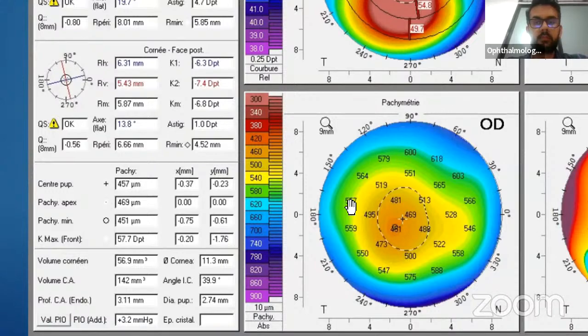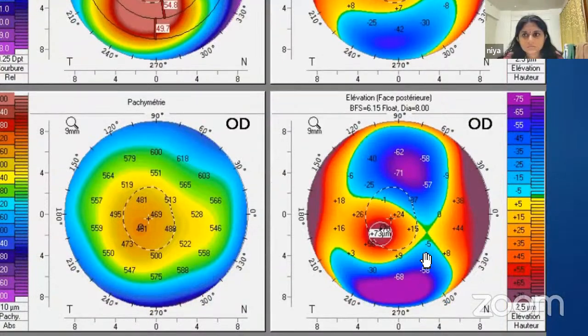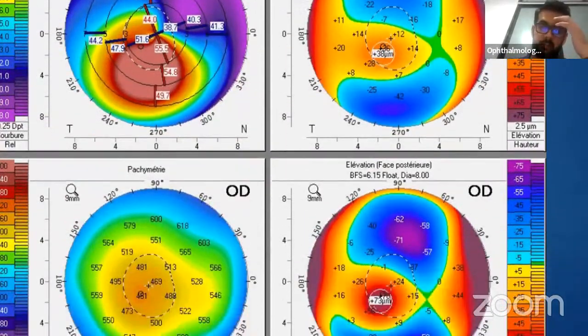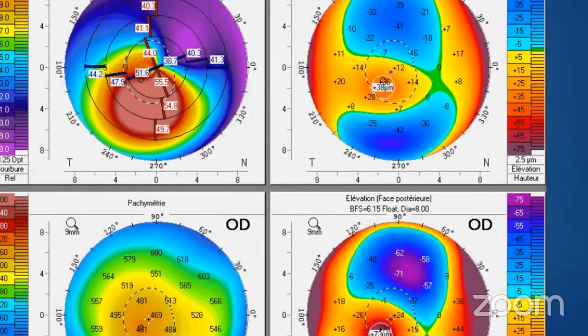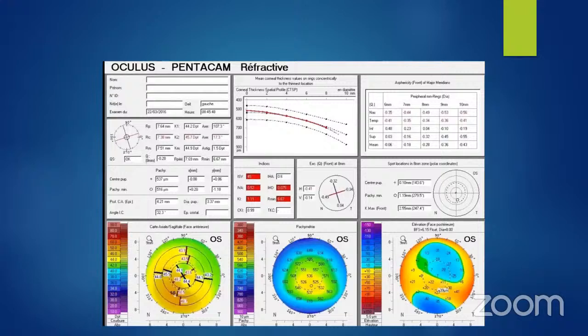And see, plus 73 here, 73 of a posterior elevation, and the anterior is plus 39. We were talking about 8 to 10, right? So this is again keratoconus. Yes, ma'am.